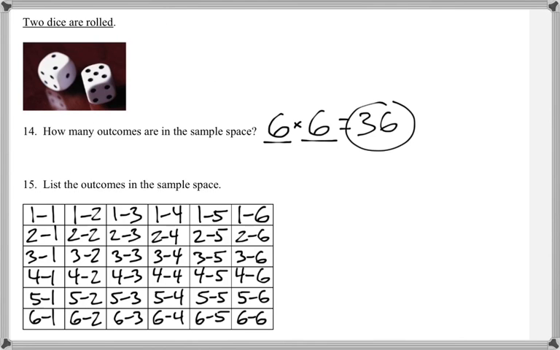Number 16 says, find the probability of rolling, and then part A is 2 numbers whose sum is 6. So that would be 5 and 1, 4 and 2, 3 and 3, 2 and 4, and 1 and 5. So all of the pairs of numbers in this diagonal add up to be 6. So that is 5 outcomes out of 36.